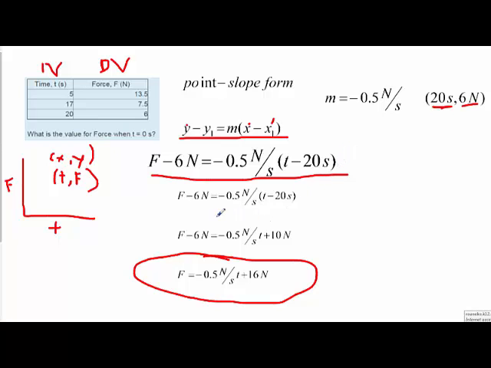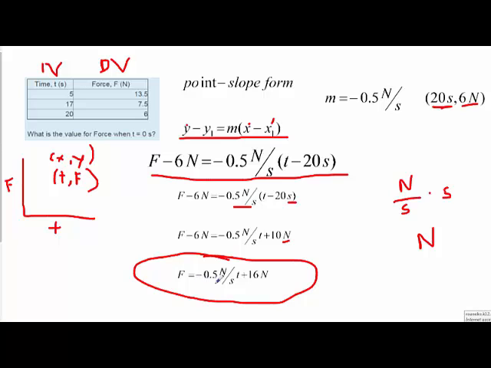The first thing I'm going to do is take this slope and distribute it inside the parentheses. So it's going to change this negative 20 seconds to a positive 10 newtons. Why did the unit change? Because newton over a second times a second, this is from the slope and this is from the value there, will give you a unit of a newton. That's why the unit changed. And then I'm just going to add 6 newtons to both sides to get something that we're familiar with.